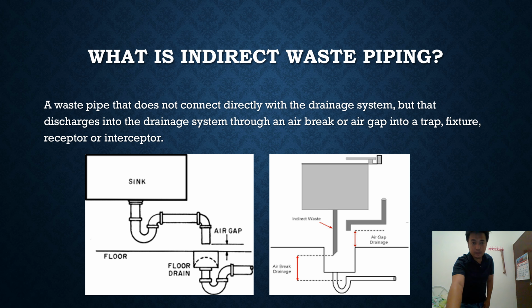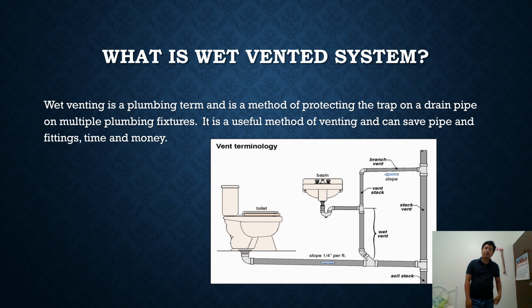Next, what is wet vented system? Wet venting is a plumbing term and is a method of protecting the trap on the drain pipe on multiple plumbing fixtures. It is a useful method of venting and can save pipe and fittings, time and money. That is the example of wet vented system.